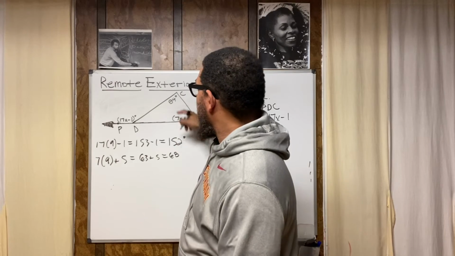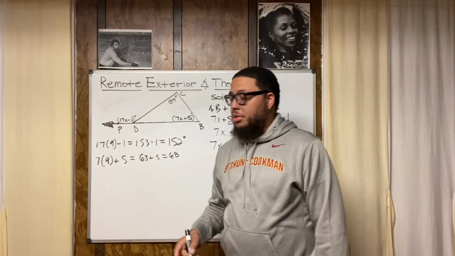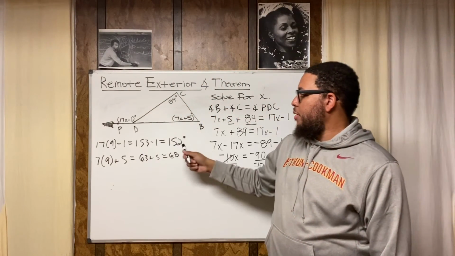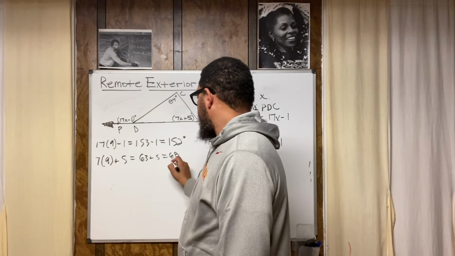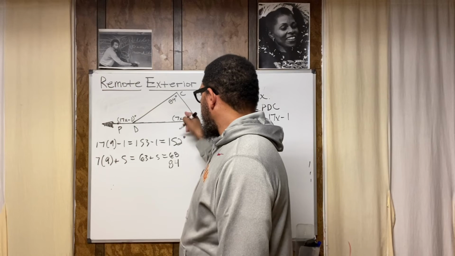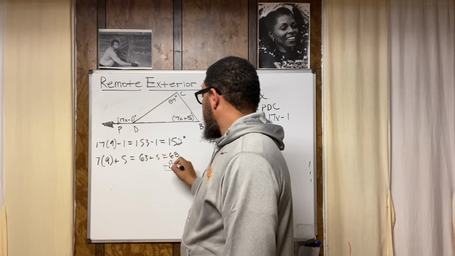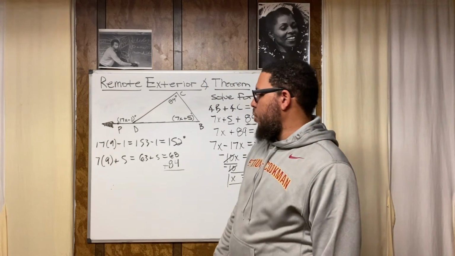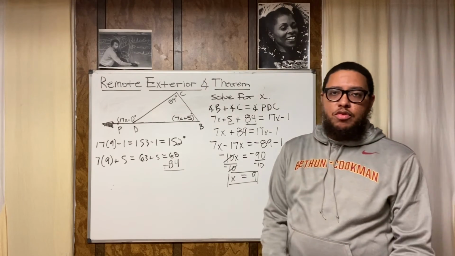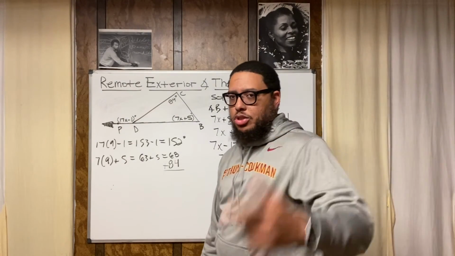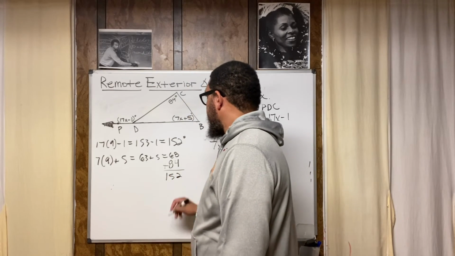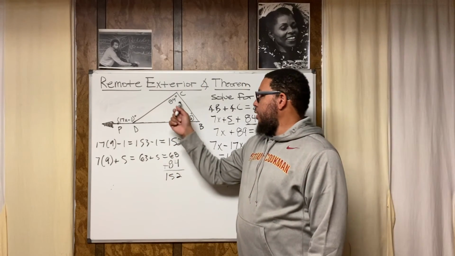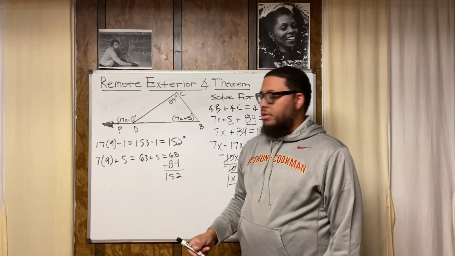All right, now, remote exterior angle theorem says that this angle plus this angle must be equal to this angle. So if this angle is 84, and this angle is 68, just add them up. 80 and 60 is 140, 8 and 4 is 12, 140 and 12 is 152. That's good money, right? These two angles added up equal that angle out there.